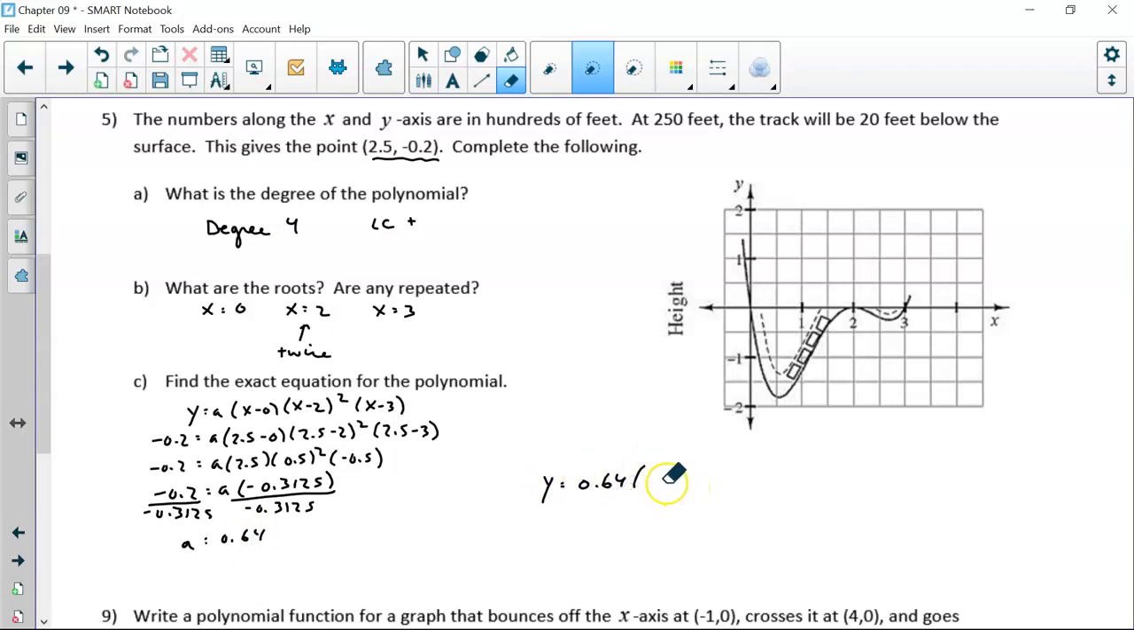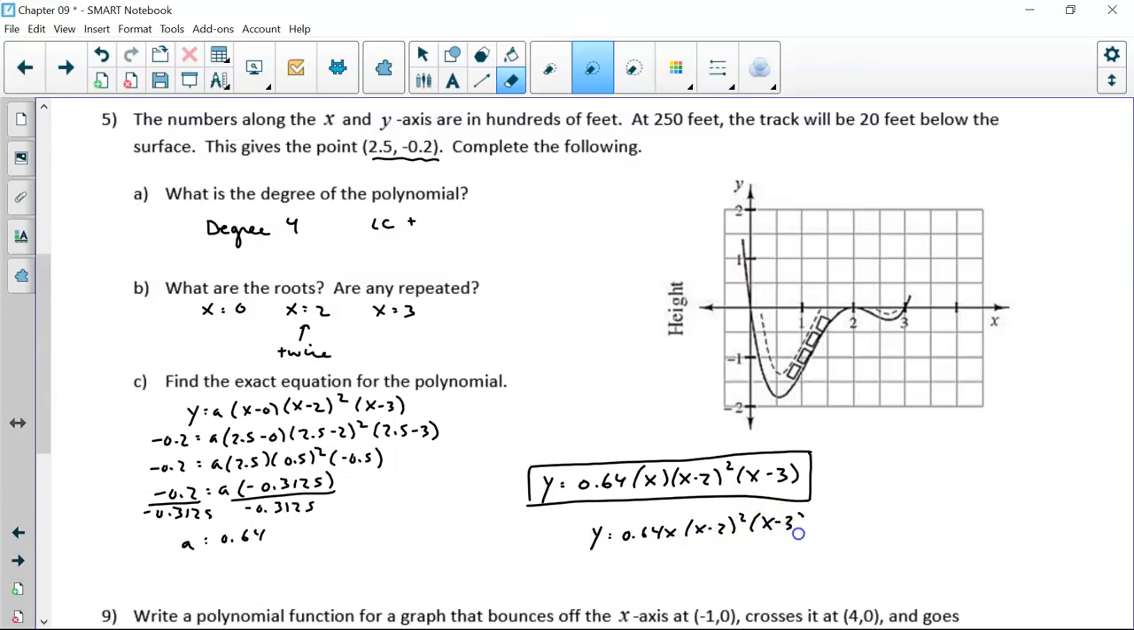So our exact equation, y equals 0.64 x times x minus 2 squared times x minus 3. And there's your polynomial. You probably won't see the parentheses around the x. So you might see it more like this, 0.64 x, x minus 2 squared, x minus 3. That'd probably be a more popular way of writing it.